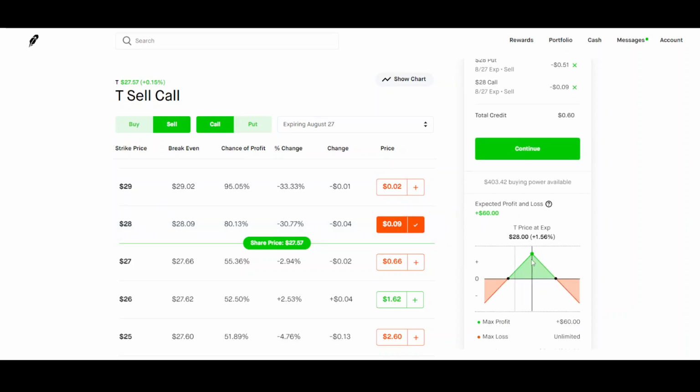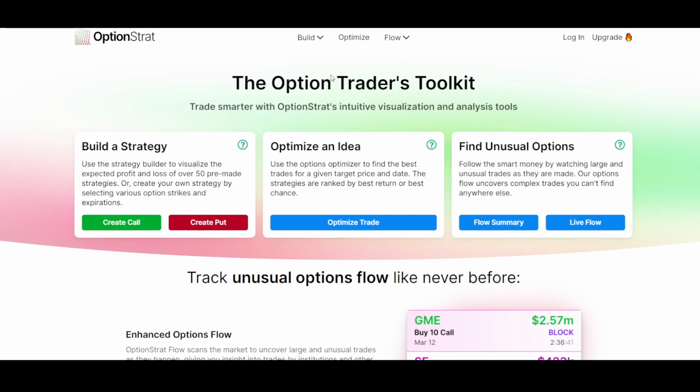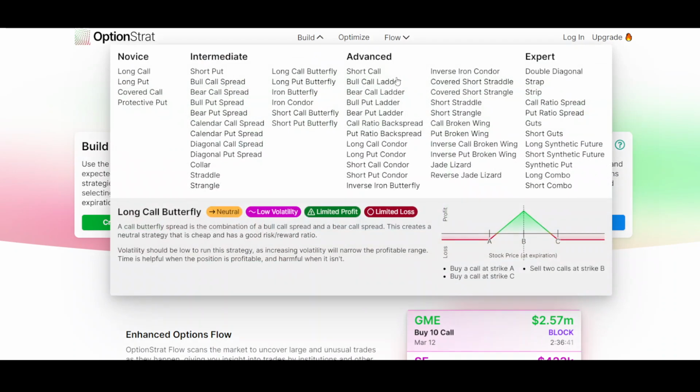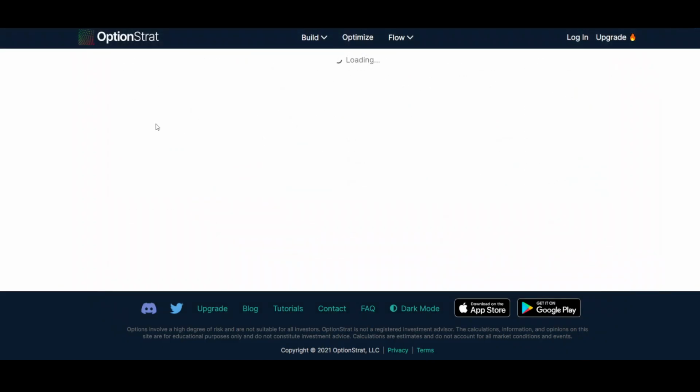So now you can see we raised it up a little bit. So now AT&T sits right here currently. So now we think that AT&T will rise a little bit. So that's where you'd put it above the share price. So if we come over here, we can visualize this a little bit better. This is called a short straddle. So come over here to optionstrat.com, click build, come over here to short straddle.